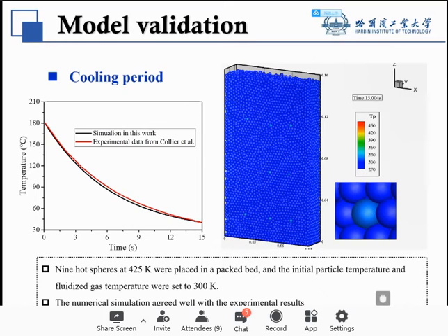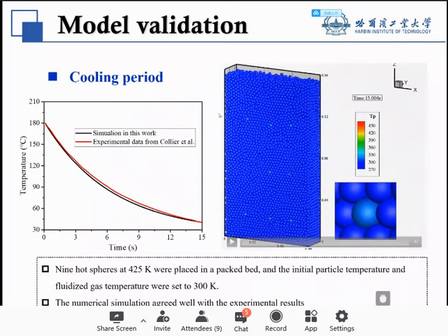So here is the model validation. If your numerical simulation results agree with your experimental data, it means that your mathematical model is good. In this figure, the red line is experimental data from another reference, and the black line is the simulation from this work. This is a comparison, and the right video is the simulation I made.